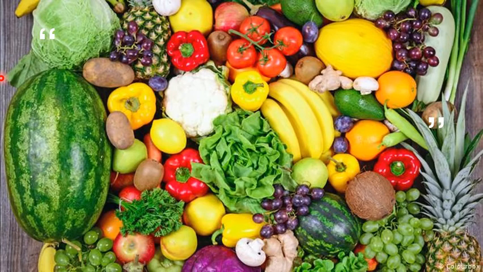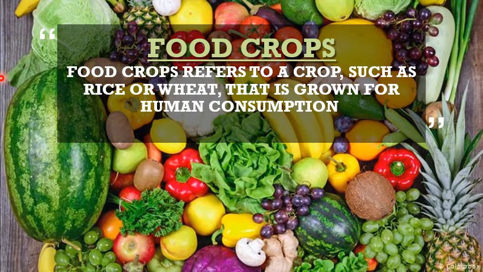Okay, so what do you see here? You are able to see some of the fruits and vegetables, right? Now we are going to learn what food crops are. We get these kinds of things from plants. So food crops refers to a crop such as rice or wheat that is grown for human consumption.